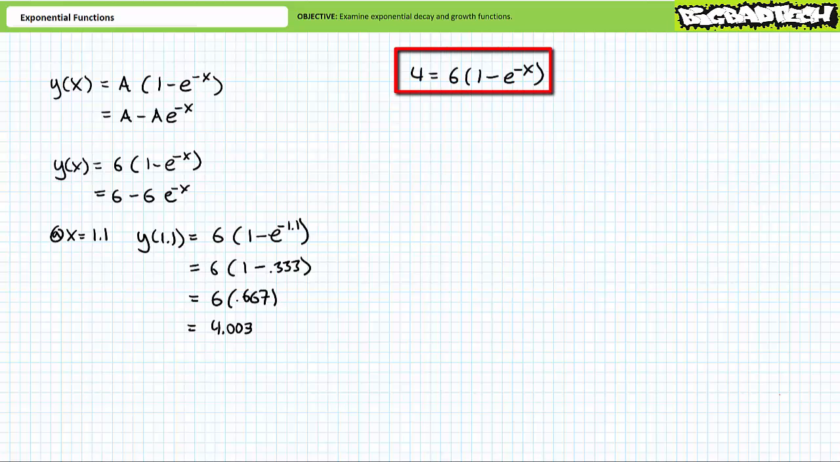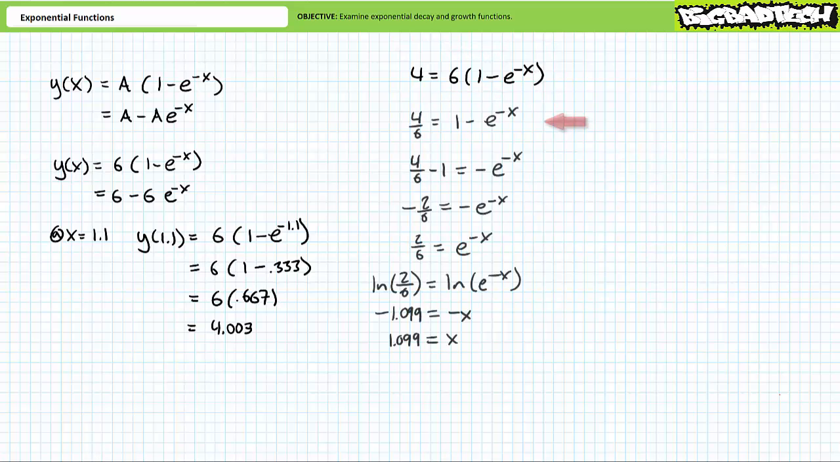Let's try this in reverse. At what x value does 6 times 1 minus e to the negative x equal exactly 4? Divide both sides by the constant 6. Subtract 1 from both sides. Get rid of the negative signs on both sides. Take the natural log of both sides. And get rid of the negative sign on both sides. We're left with x equals 1.099, super close to 1.1.